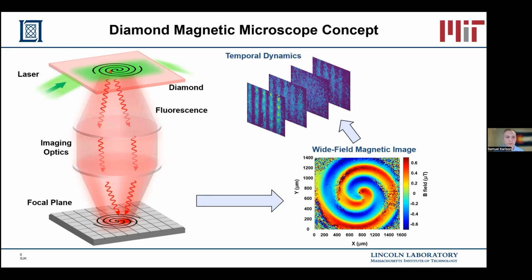And as I mentioned, some of the benefits of this diamond magnetic microscope is that you can use it for temporal dynamics of a changing magnetic field and also reconstruct the full magnetic vector at each point.